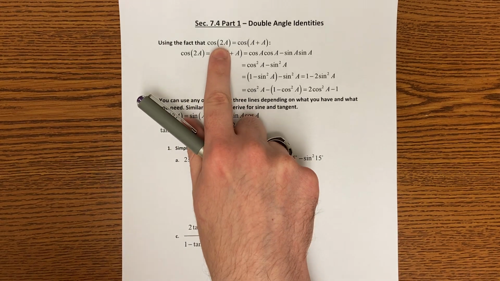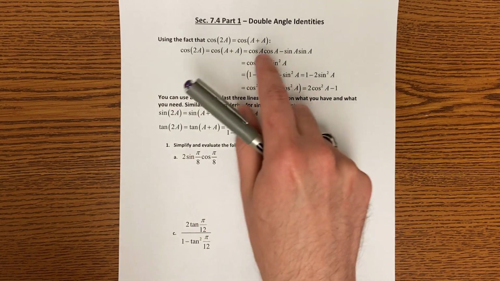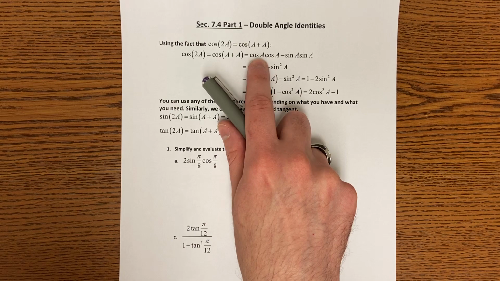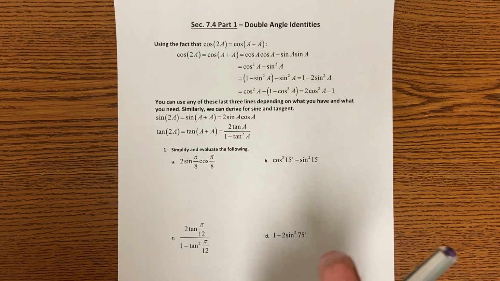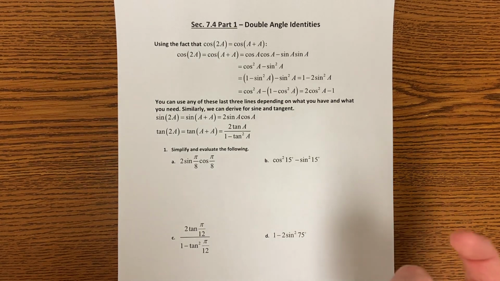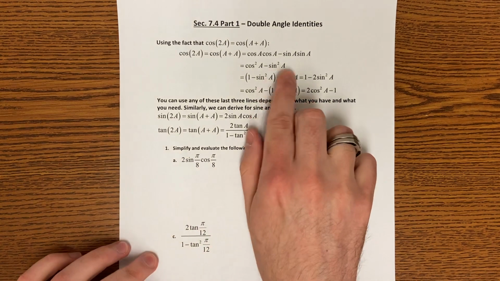For example, cosine of 2A is really cosine of A plus A, and when you plug that into the sum of angles formula, you'll get cosine A. It's just where A and B are both A's in this case. Cosine A times cosine A minus sine A times sine A creates cosine squared A minus sine squared A.